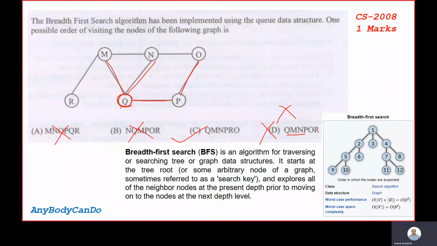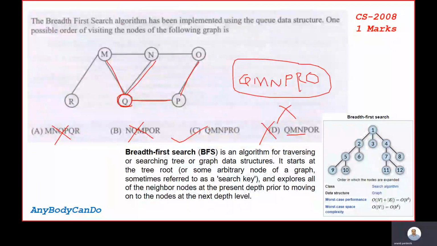So the correct answer is Q, M, N, P. Then we have to visit the neighbors of M, because we visited M first. M's neighbor in this question is R, and then we visit N's neighbor, which is O. So the correct answer for this question is option C: Q, M, N, P, R, O.